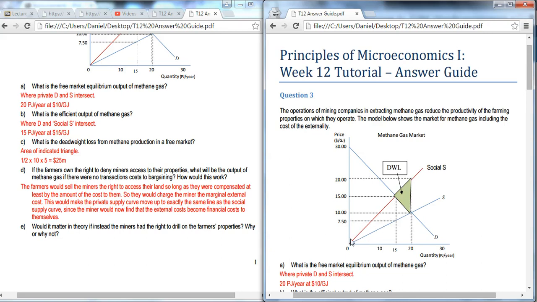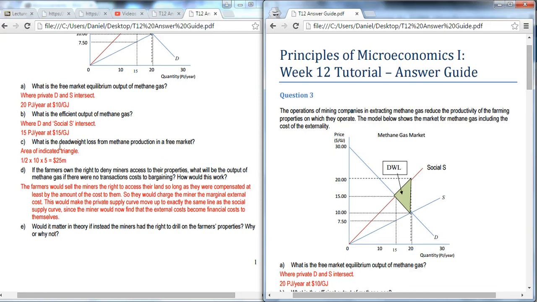And so the intersection of those 2 lines is going to be where the demand curve and social supply curves intersect. It's going to be at this point here of 15 petajoules a year and $15 per gigajoule. So that's the answer to part B, the efficient output of methane gas, 15 petajoules a year and $15 per gigajoule.